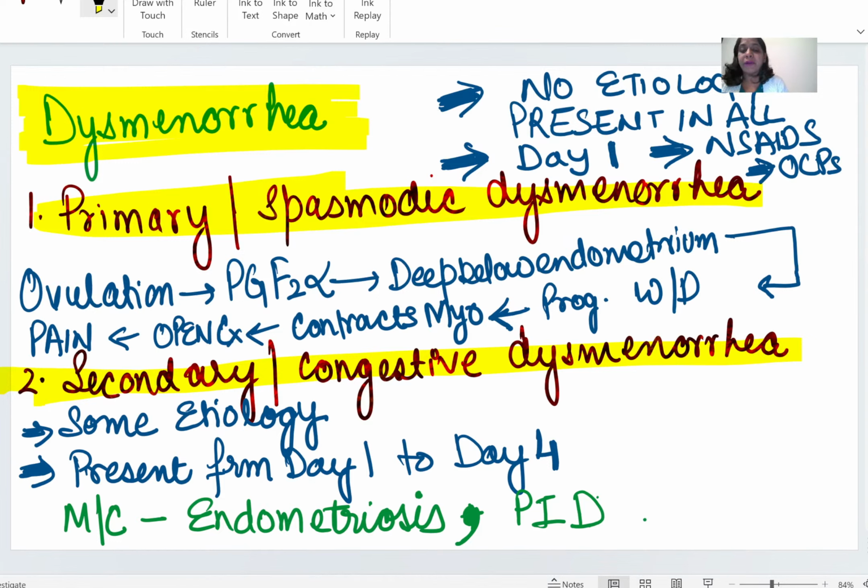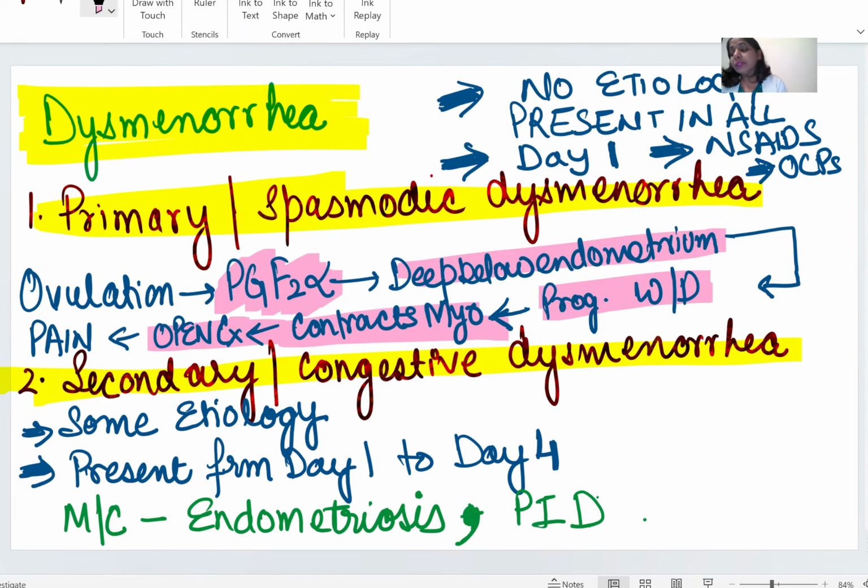It has been asked in the PYQ. Ovulation occurs. With the ovulation, there is the release of prostaglandin F2 alpha. This F2 alpha goes and sits below the endometrium, as there is progesterone withdrawal. When there is progesterone withdrawal, then this is released, and it contracts the myometrium and opens the cervix. The cervix should be open for the menstrual blood to come out.